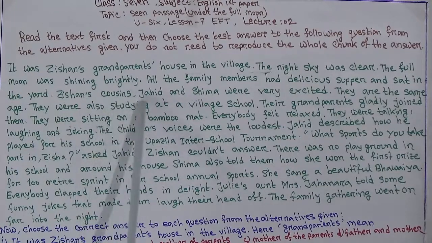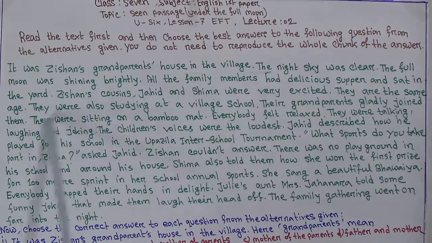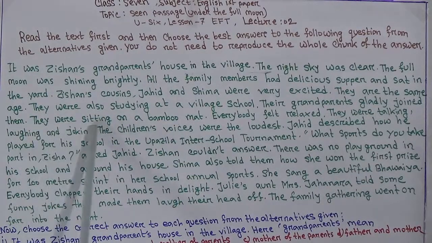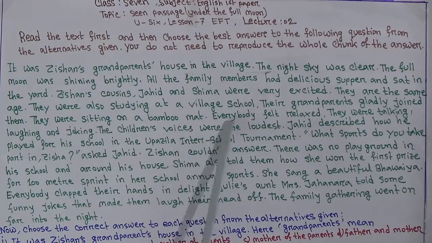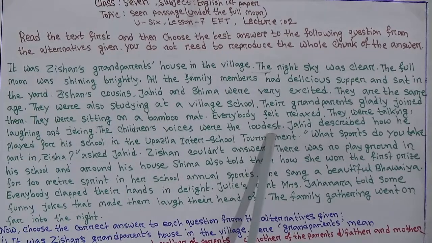All the family members had delicious supper and sat in the yard. Jishan's cousins Jahid and Shima were very excited. They are the same age. They were also studying at the village school. Their grandparents gladly joined them. They were sitting on a bamboo mat. Everybody felt relaxed. Underline these words. They were talking, laughing and joking. Underline the sentence: The children's voices were the loudest.